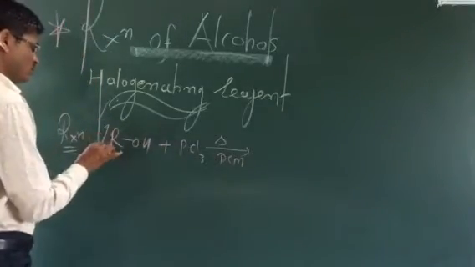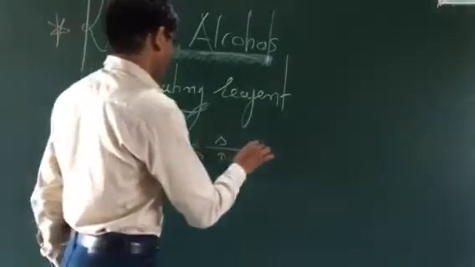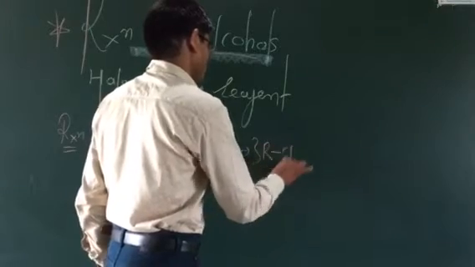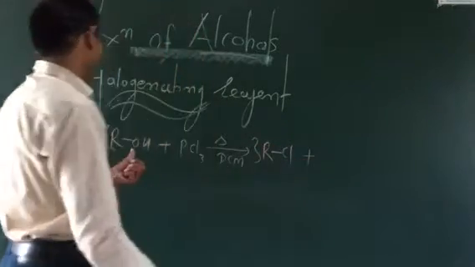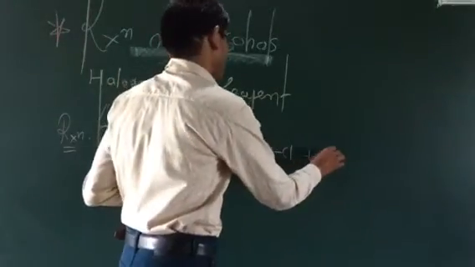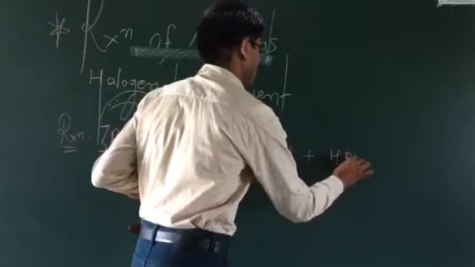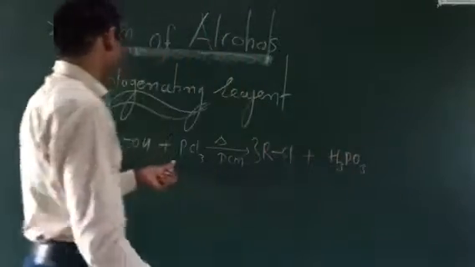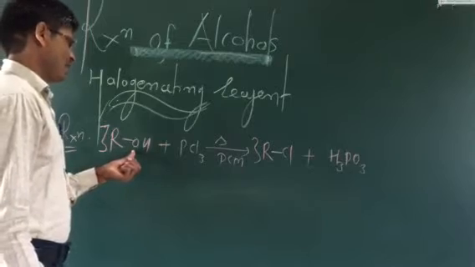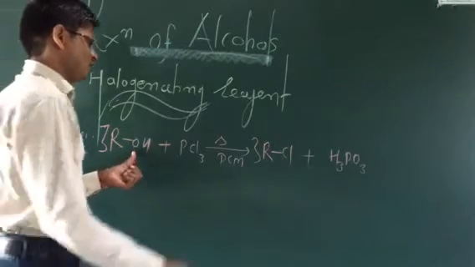Here we have to take 3 moles of alcohol. 3 moles of alcohol react with PCl3, forming 3 moles of RCl, alkyl chloride, and H3PO3 is the side product of this type of reaction.